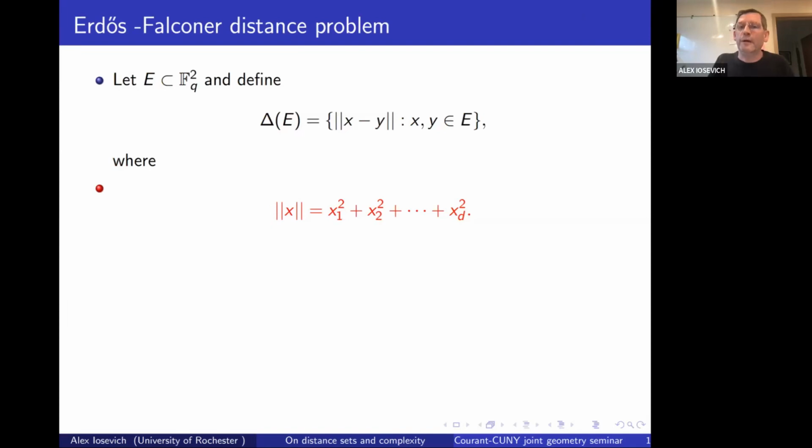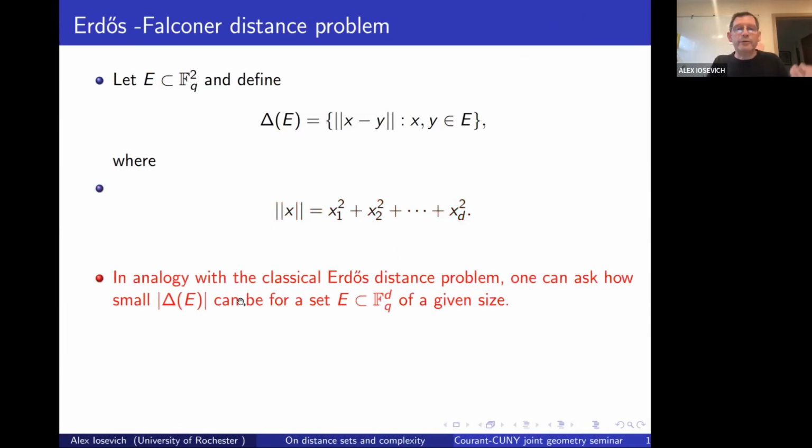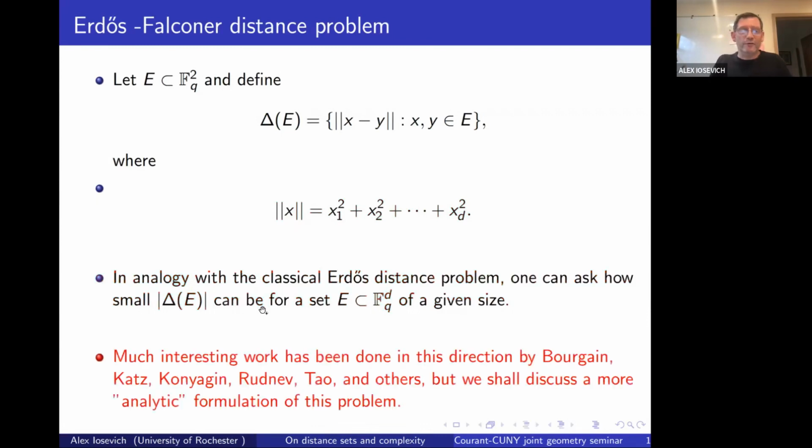It's the element of the field. Taking square roots in finite fields can be bad for your health. And in analogy with the classical Erdős problems, one can ask how small the distance set can be. This turns out to be a difficult version of that problem, although there are some wonderful results in that direction by Bourgain, Katz, Konyagin, Rudnev, Tao, and others.